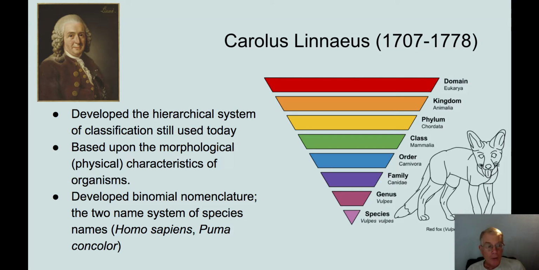We're going to begin with Carolus Linnaeus. We talked about Linnaeus last time. Linnaeus developed this hierarchical system of classification. Actually, we have added some levels to this compared to what Linnaeus used, but it's the same pattern. It's based upon the morphological characteristics of organisms. He also developed the binomial nomenclature. That's the two-name naming system of species like Homo sapiens or Puma concolor. That's our cougar. Our Kernside cougar would be Puma concolor.